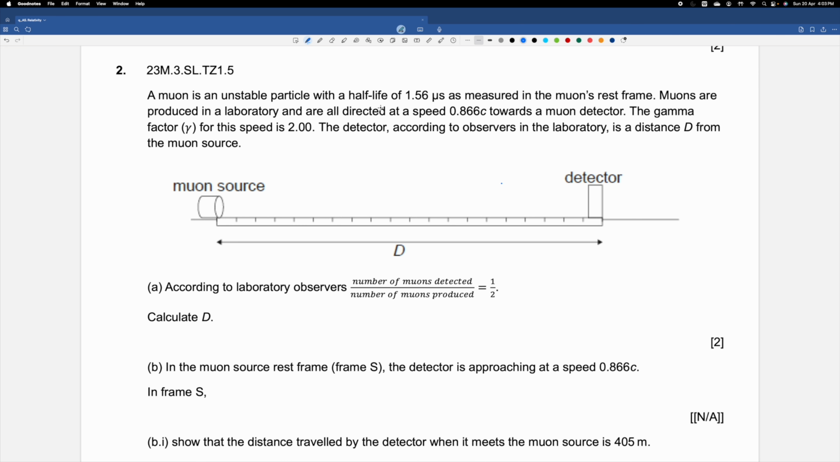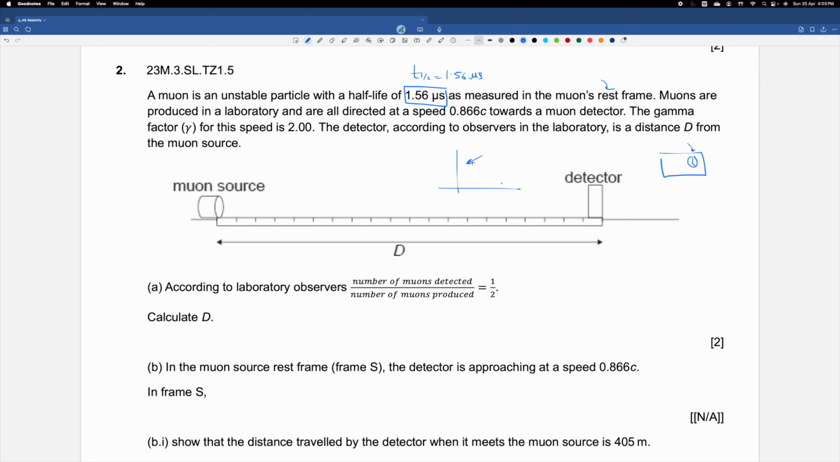A muon is an unstable particle with a half-life of 1.56 microseconds, as measured in the muon's rest frame. So this time period is with respect to a clock that is at rest in that frame. For example, if this is a muon frame, there's a clock inside the muon, right? And that is measuring this time period of 1.56 microseconds. What if someone else is measuring this time?